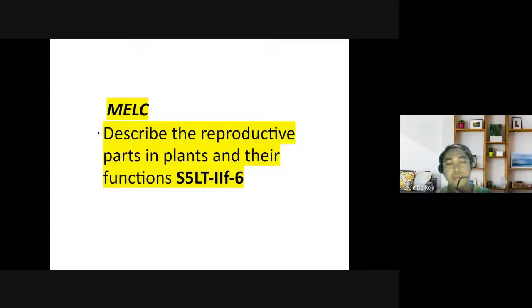Hi, hello guys. So, pag-uusapan naman natin yung reproduction in plants. Okay, so these are the lessons. Describe the reproductive parts in plants and their functions.